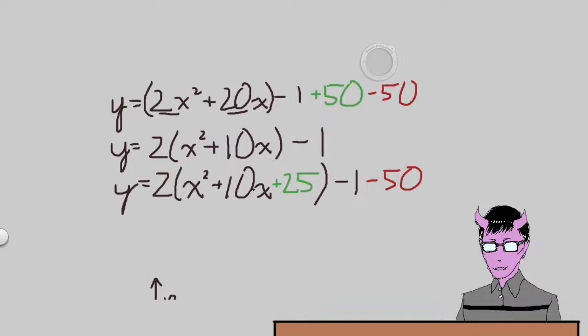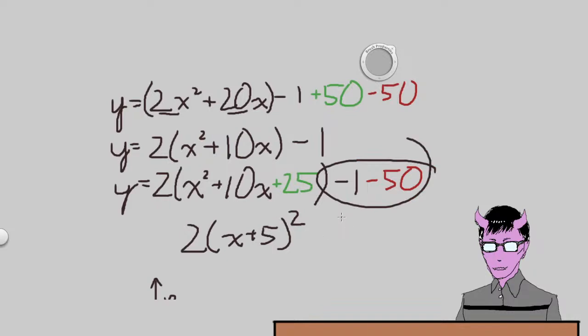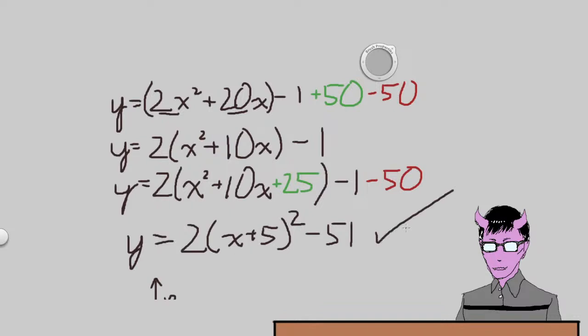Once you have that down, now we can just do cleanup. We know exactly how this is going to factor out. What's half of positive 10? It's positive 5. So x plus 5. That's just algorithm. And then negative 1 minus 50 is negative 51. And then you are done. So you successfully transform from this generic form into a vertex form. It's a little more complicated than before because of the confounding coefficient in the front.